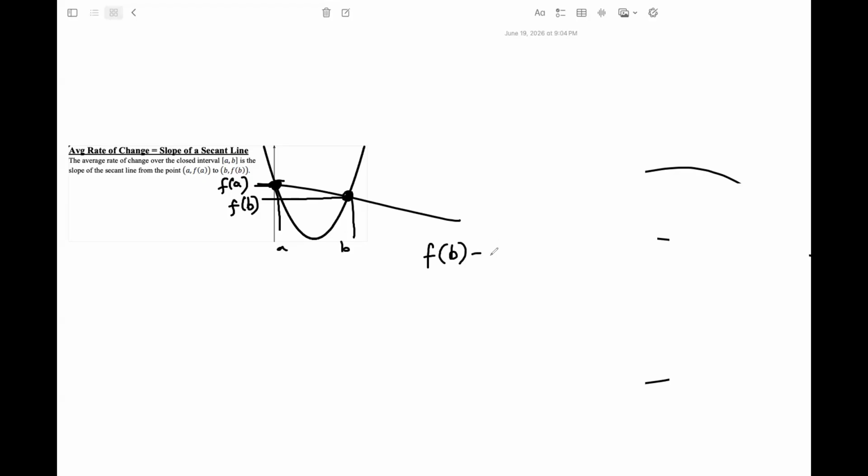So f of b minus f of a divided by b minus a. b minus a is going to be positive, but f of b is smaller than f of a, so this is going to be a negative value. So we'll end up with a negative average rate of change. Can I move on? Okay, let's see. All this seems easy, right?